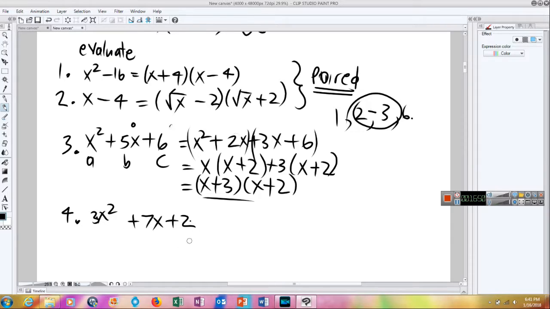So to continue, we need to find a set of numbers that multiply to get 6 but add to get 7. Based on the previous example, we realized that 1 times 6 is 6, but 1 plus 6 is 7. So we'll just go with that for the sake of simplicity. So we can say 3x squared plus 6x plus x plus 2.